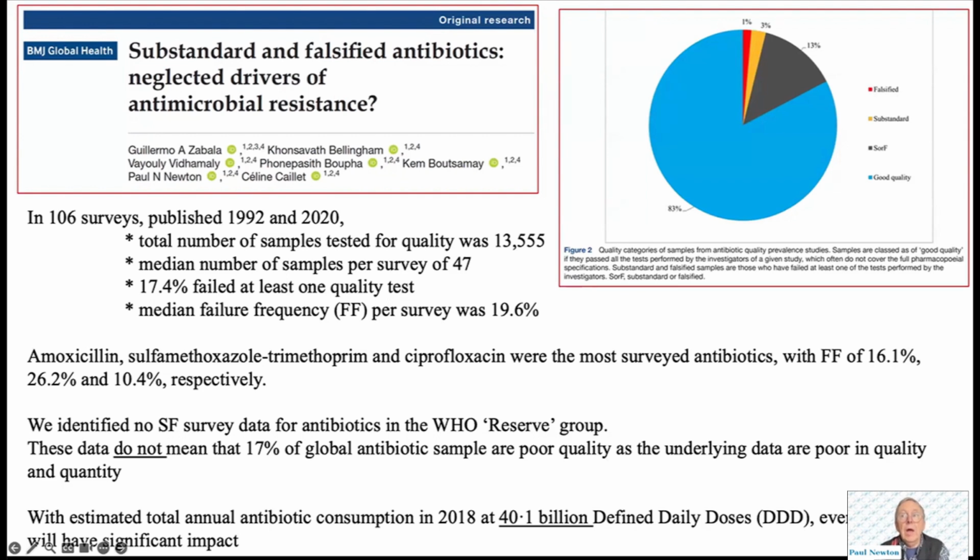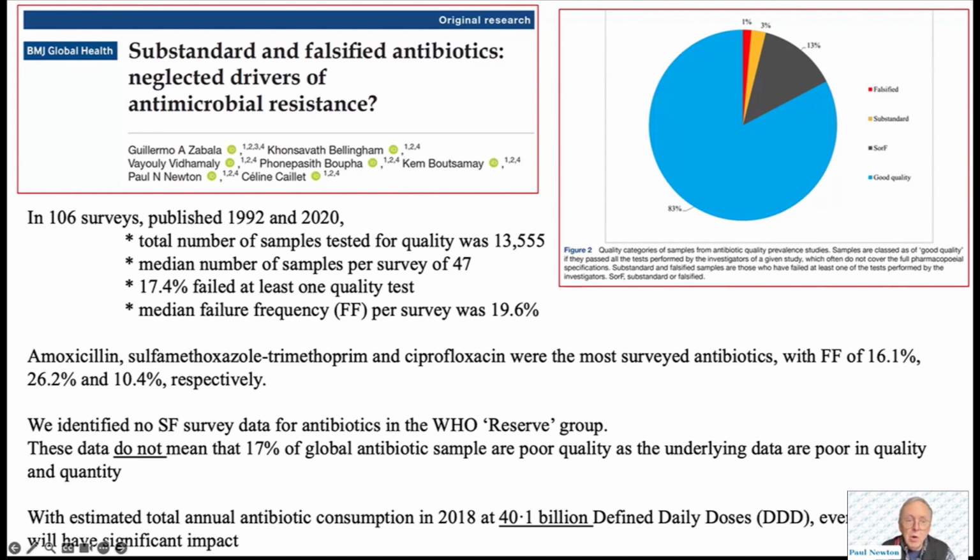Interestingly, we found no SF survey data for the WHO Reserve group. They were mostly in the Access group. But most crucially, because the data behind this analysis are of poor quality, many of the studies were conducted using convenience rather than random surveying. This does not mean that 70% of global antibiotic supply is poor quality.